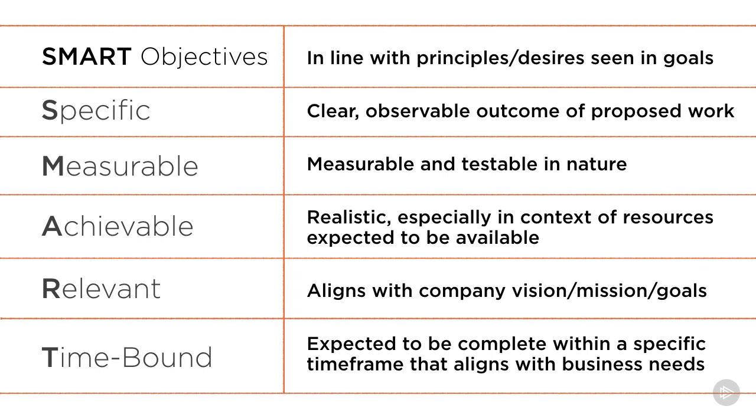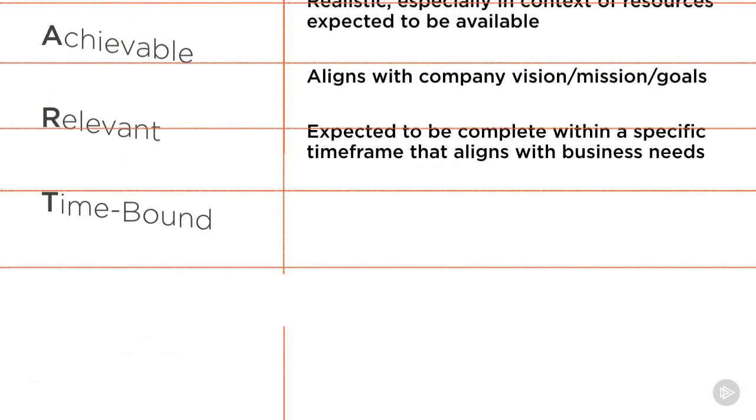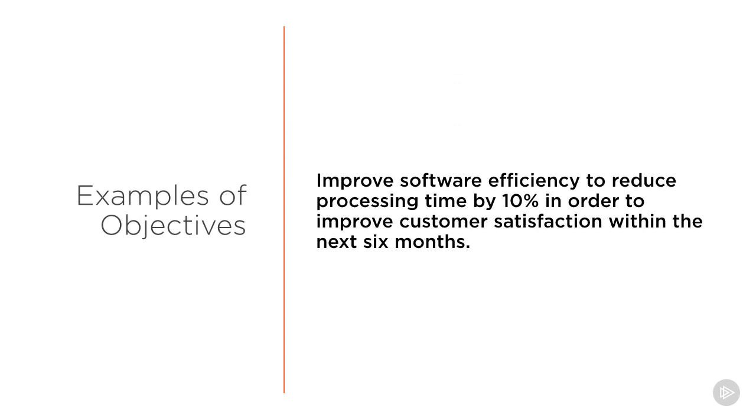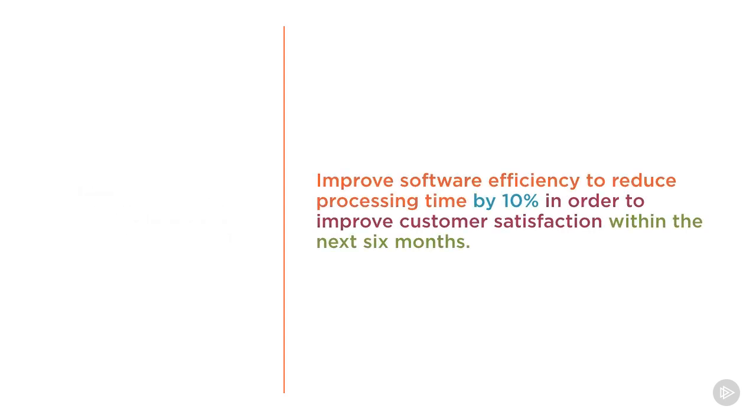Let's take a look at a couple SMART objective examples. Here's the first one. We want to improve our software's efficiency in order to reduce processing time by 10%. This will help us to improve customer satisfaction over the next 6 months. Now, this is a SMART objective because it fulfills all 5 of these requirements. In orange, we see that it's specific. We want to improve software efficiency in order to reduce processing time. It's measurable. We want to reduce that processing time by 10% in order to improve the software's efficiency.